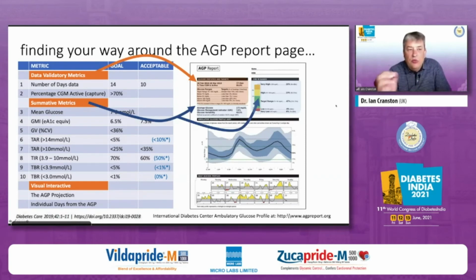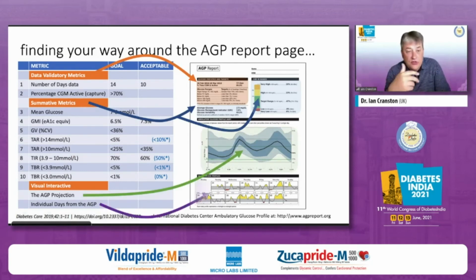But then we also want to look at the information over time of day and over days of the week. So this idea of using the ambulatory glucose profile and also using the individual day profiles. And all of those are available as a single report within the Libre data, which is what I think most of us start by looking at when we're using Libre data in clinic.